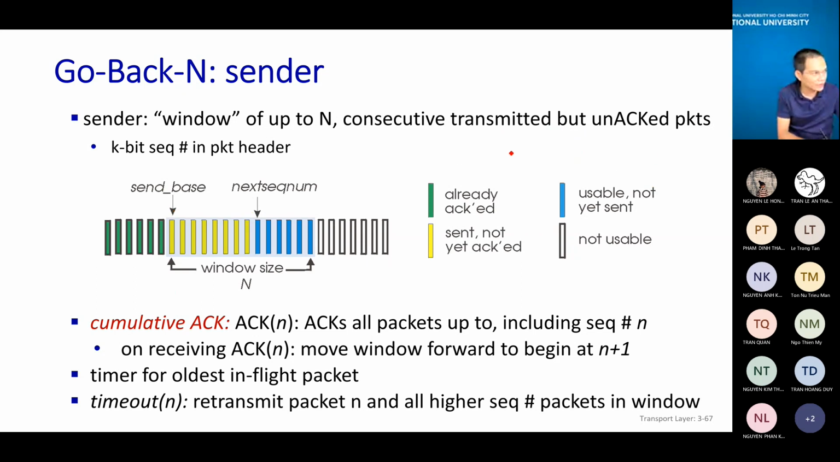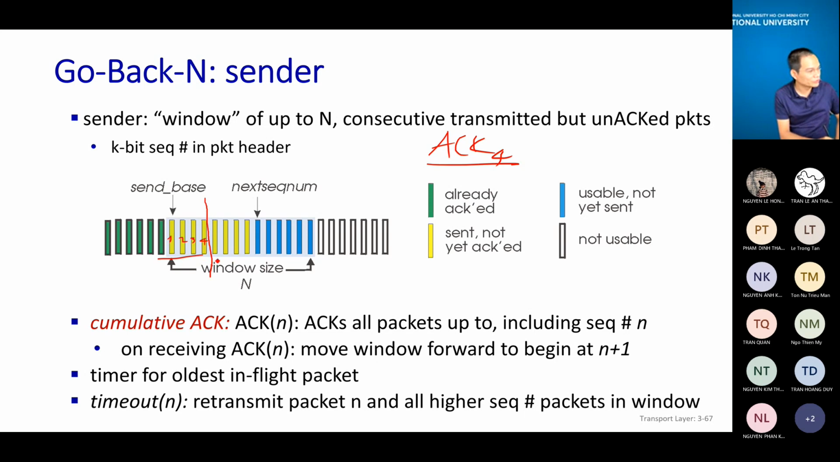I have 8 packets in line waiting for ACK, and I receive ACK 4. What does it mean? It means the sender knows the receiver already received up to packet number 4. So it already received 1, 2, 3, 4. It means that this part is already finished.